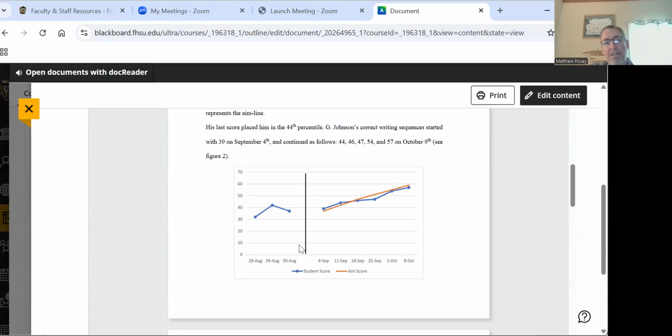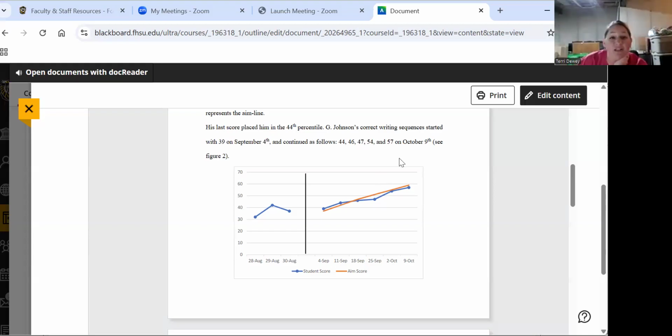Here's their intervention line. They stopped from August the 30th through September the 4th. They did an intervention. They came back on the 4th and gave another probe. So you can see after their intervention, they put in this orange line. That was their aim line, their prediction of how they were going to score. And you can see their data points pretty much followed the aim line.